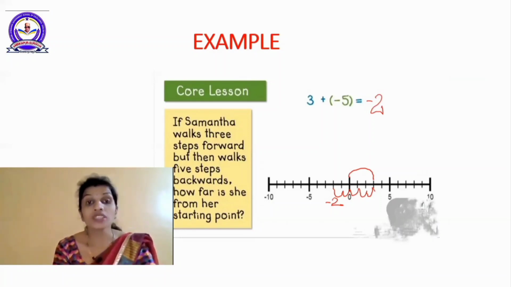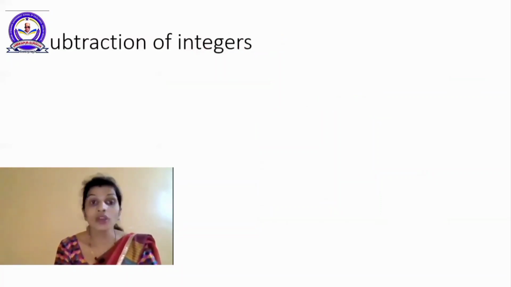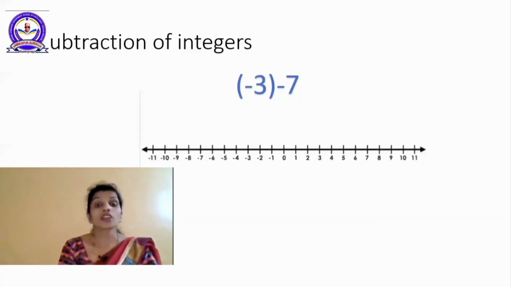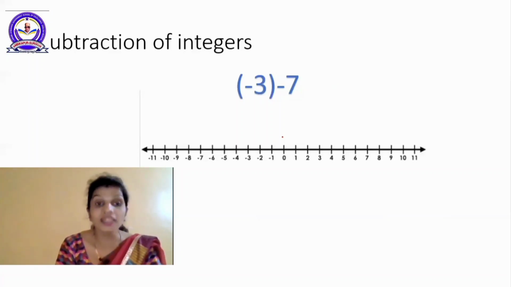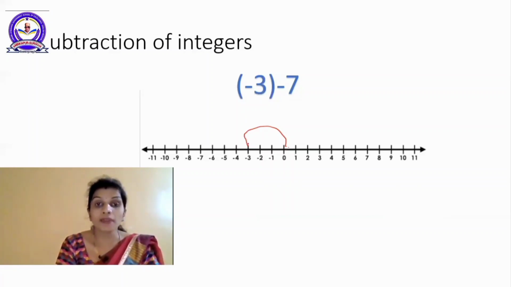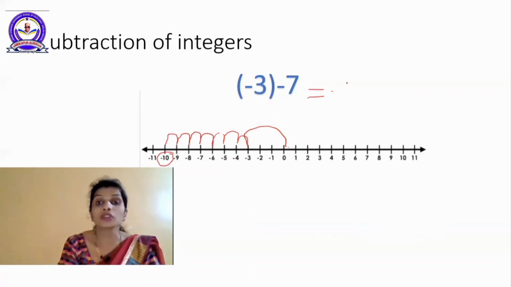Now let us do subtraction on integers. Again, we are going to take a number line and numbers. Now the numbers are minus 3 and minus 7. Minus 3 means we have to move 3 steps backward. So from here, I'm going to move 3 steps backward. Now again minus 7 means you are going to move 7 steps backward. So it is 1, 2, 3, 4, 5, 6, and 7. So what is the answer? Minus 10. It means that minus 3 and minus 7 is equal to minus 10. So your answer is clear.